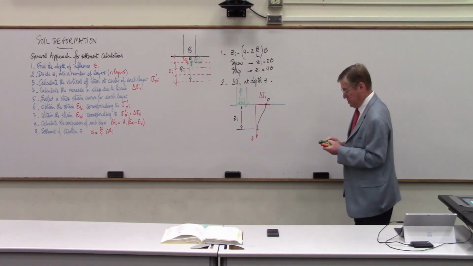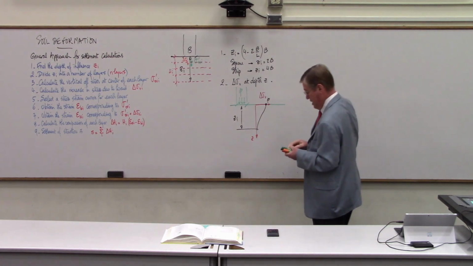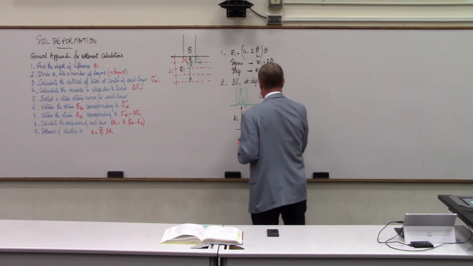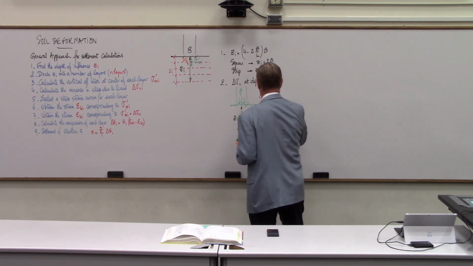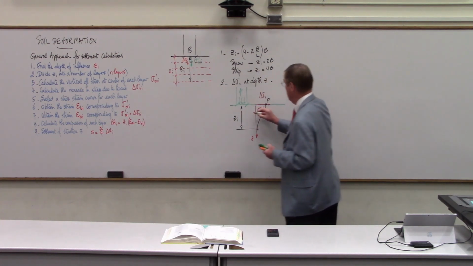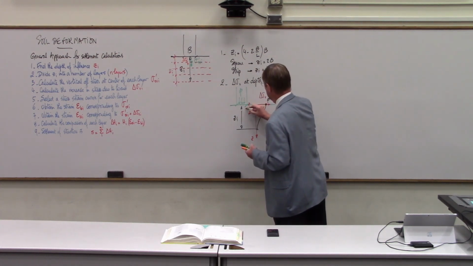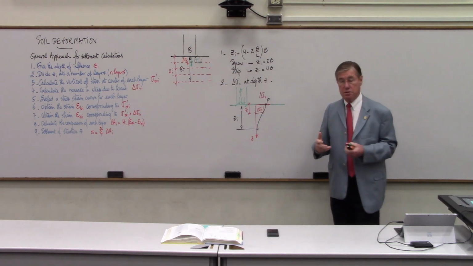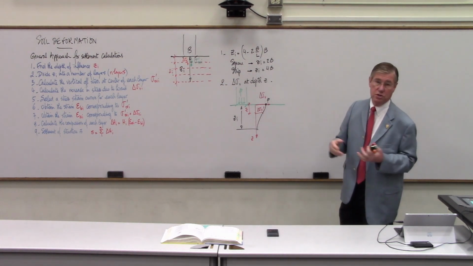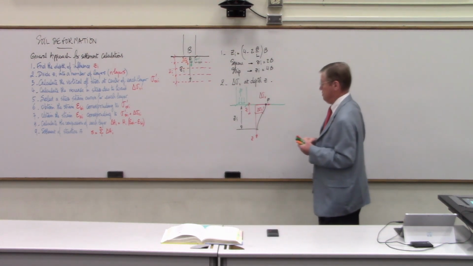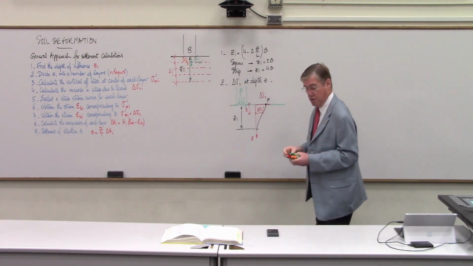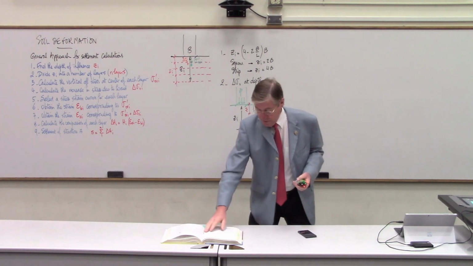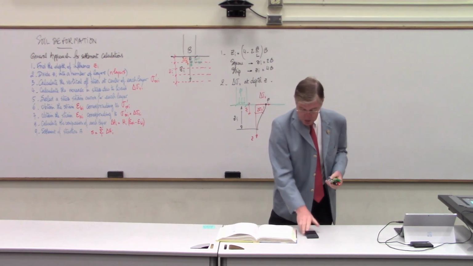So the key question then is to be able to find out how much is delta sigma vertical at a certain depth Z. This is Z. We need to find it, and there are a number of solutions for this. The 2-to-1 method, Newmark's chart, and I would recommend the bulbs of pressure method, and that's the one that I'm going to discuss with you.